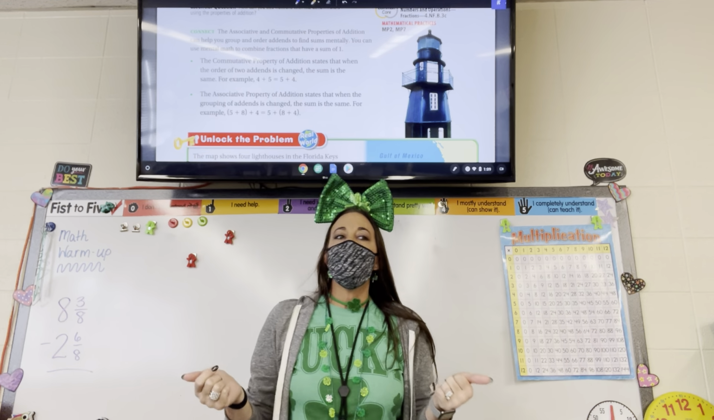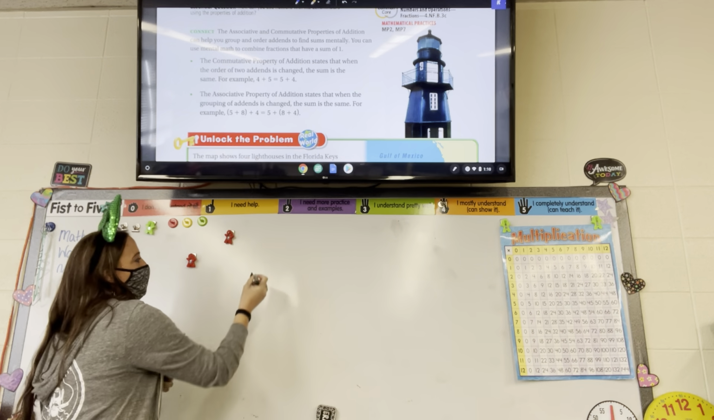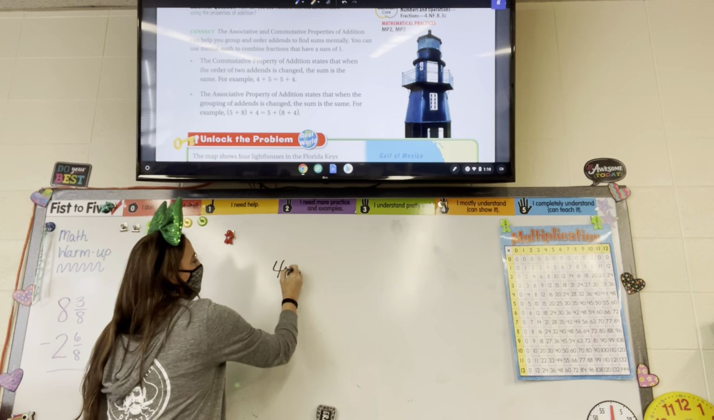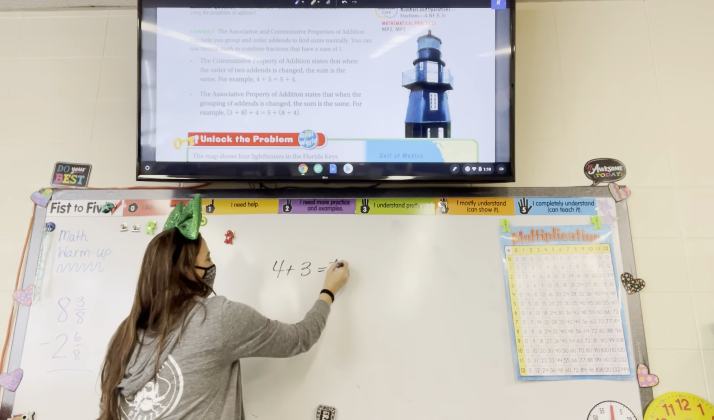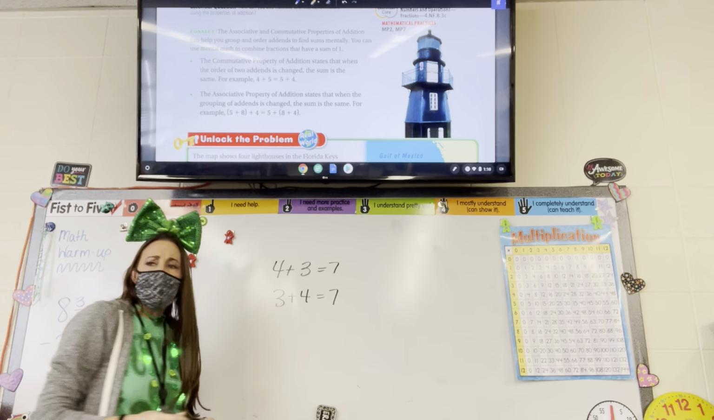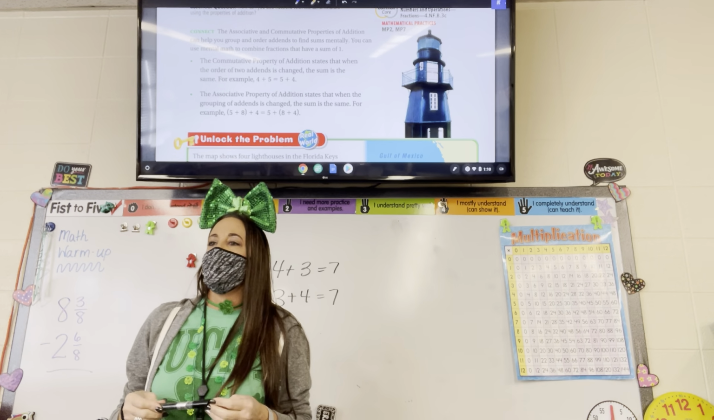You flip-flop the numbers, so you can do 4 plus 3, and then 3 plus 4, and it's the same number. Perfect. Give yourself a point. The commutative property lets you flip-flop the numbers. As Ethan was saying, 4 plus 3 equals what? 7. And 3 plus 4 equals? 7. Okay. What's another operation that the commutative property works on?